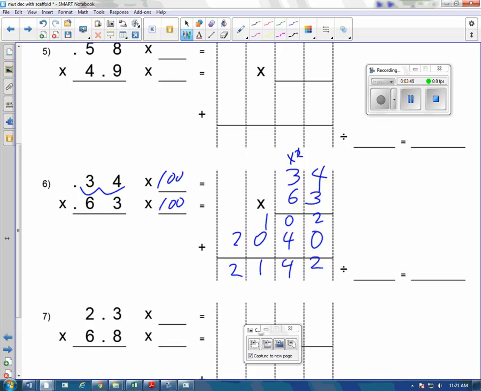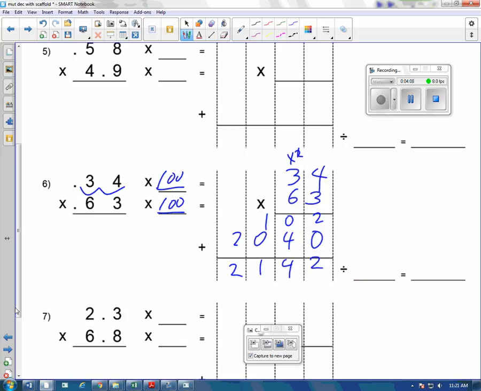But this is 100 times too big and 100 times too big again. So what do I have to divide it by? Not 100, because I did 100 and 100 again. So what do I have to divide by? 1,000? Is that right? It's 10,000.